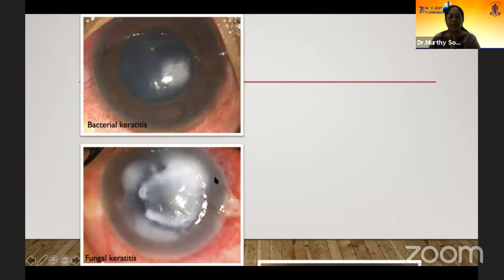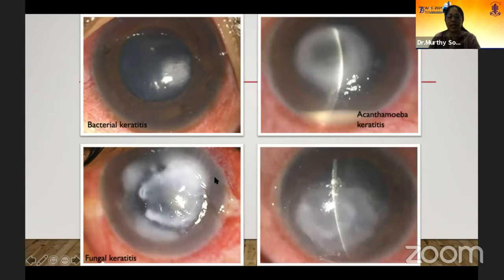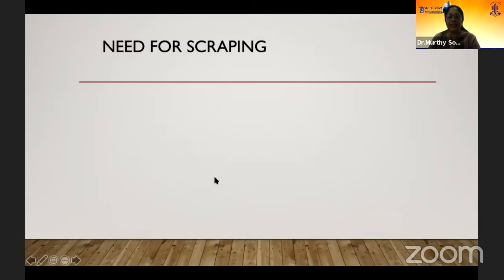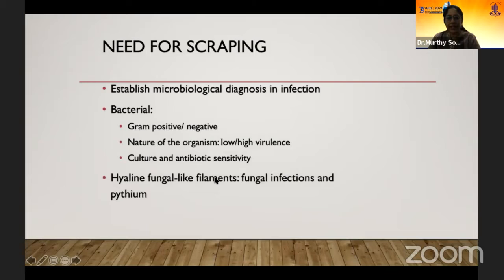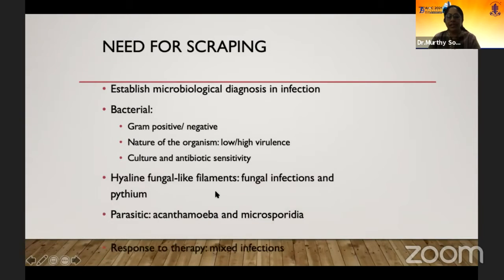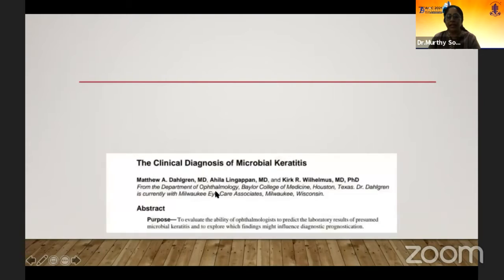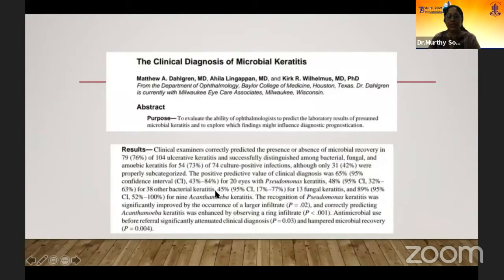So why do we need to scrape in microbial keratitis? What is the need? You can already make a clinical diagnosis. But the answer to that is that we need to establish the diagnosis so that we know whether it's bacterial, whether it is fungal or parasitic, and even fungal-like filaments can sometimes be pythium. So we really need to know that. And because clinical diagnosis alone is not enough, we can only make out around 65% of cases when we diagnose them clinically.